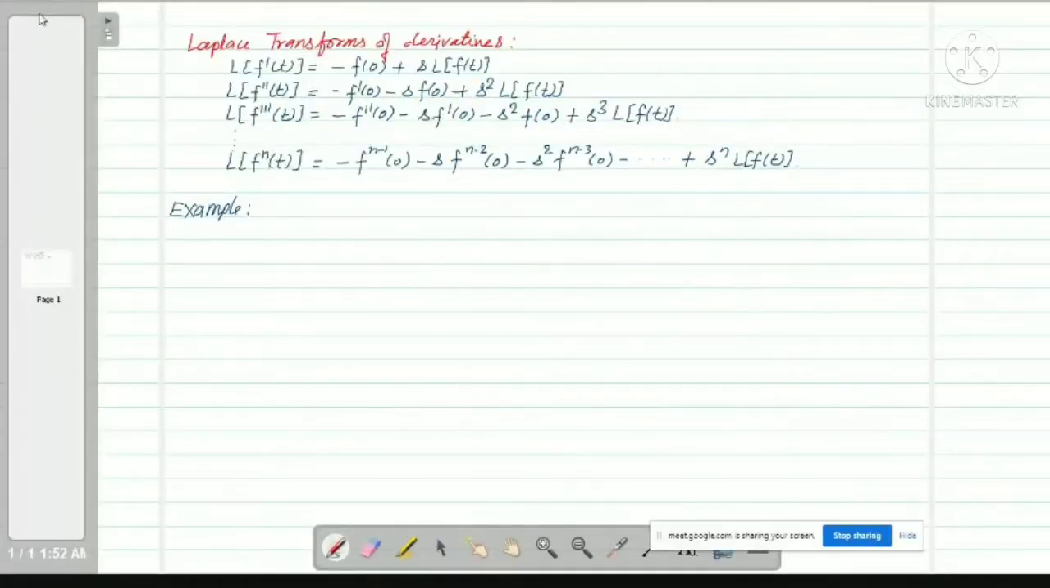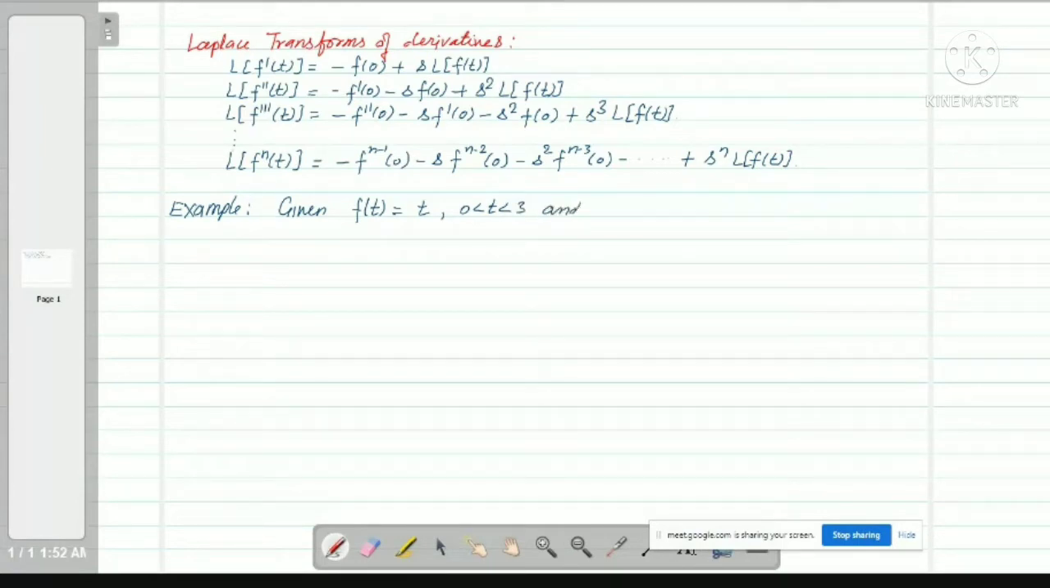Okay. Now, children, let us see the example. Then you will understand how to use this formula to find the Laplace transform of the function. So, children, first problem: given that f of t is equal to t on the condition that 0 is less than t is less than 3, and f of t is equal to c, the condition being t is greater than 3.